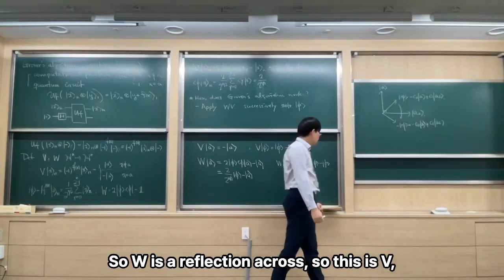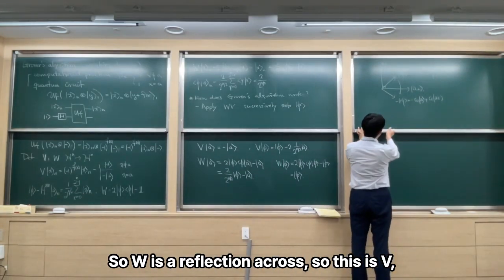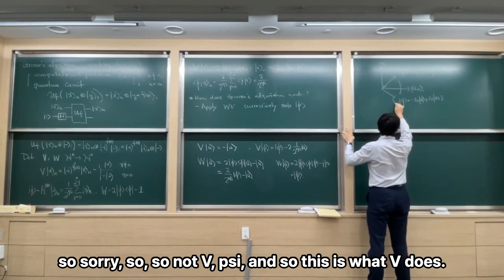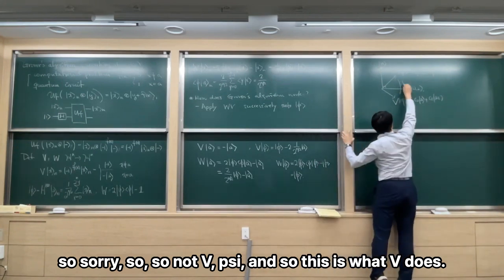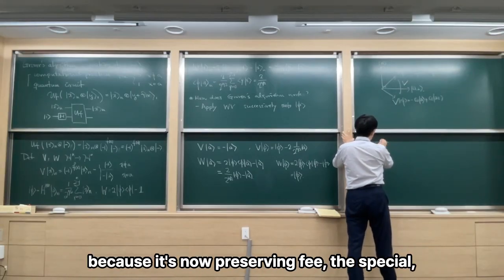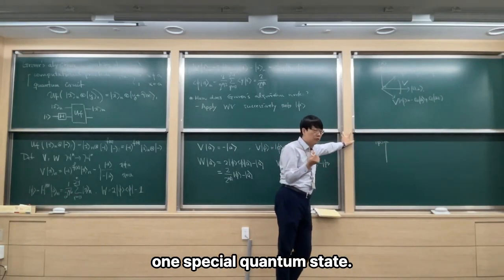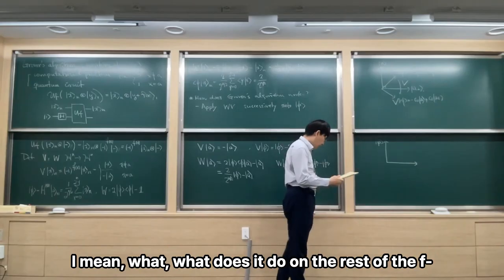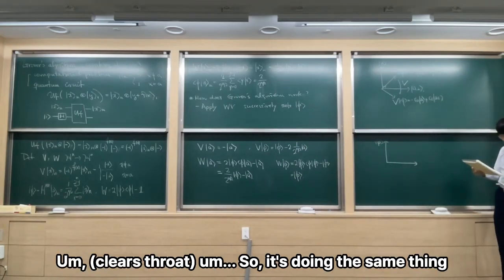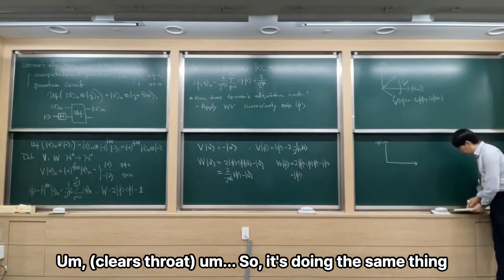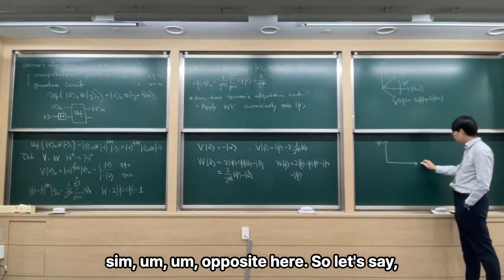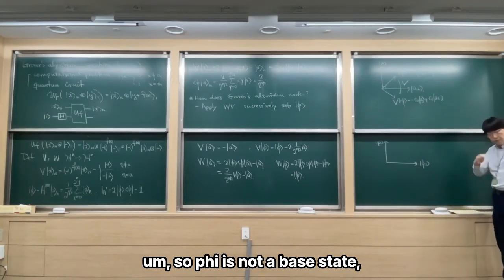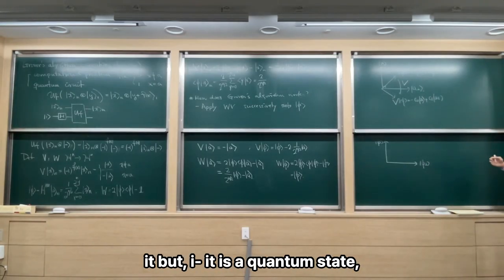Why? So W is a reflection across, so this is V, so not V psi, and so this is what V does, and W is also a reflection because it's now preserving phi, the one special quantum state. And what does it do on the rest of the part? So it's doing something opposite here. So let's say phi is not a base state, but it is a quantum state.